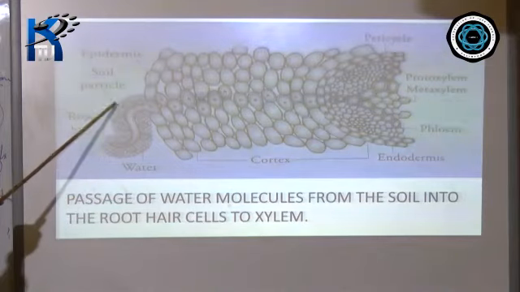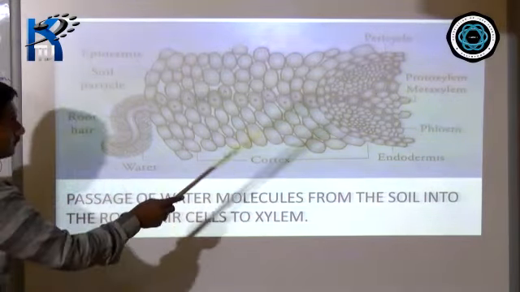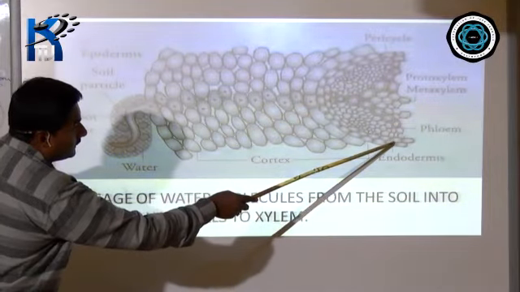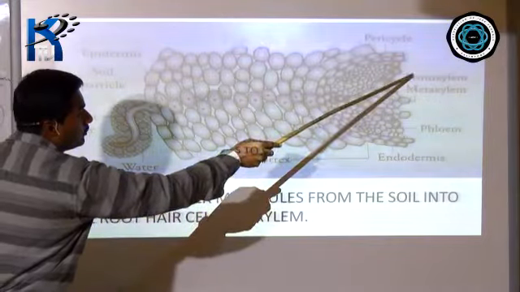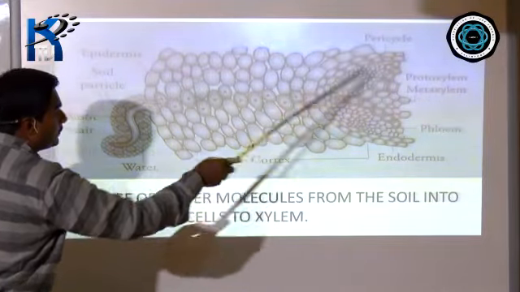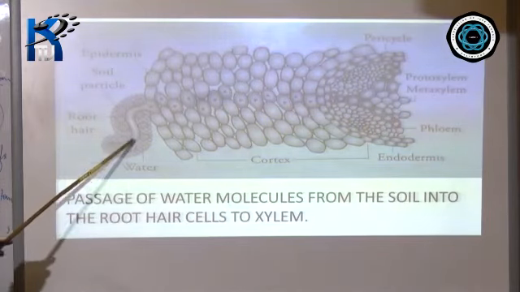Epidermis, then soil particle, root hair. You see this is the cortex. Okay, this one is the endodermis, phloem, metaxylem, protoxylem. Okay, xylem tissue. Now what will happen when this root hair is absorbing the water?